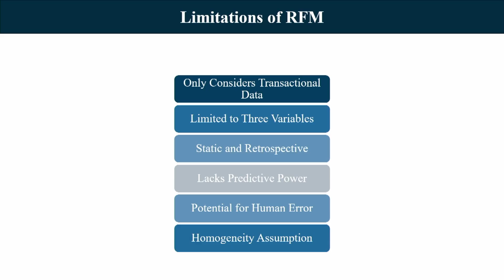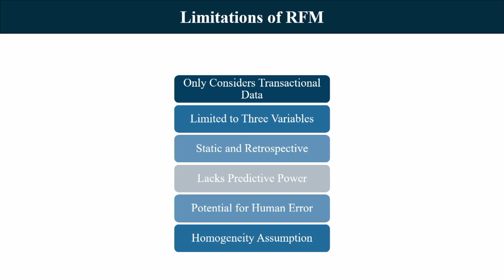Next limitation is that it is static and retrospective. Why is it static? It looks only at the past behavior. It does not account for the changing circumstances in the external macro environment. Why did past behavior happen? It is because of the external environment. Now, if we do not take into consideration the external environment, then what our current behavior will be is extremely difficult to predict. It lacks the predictive power. What the RFM matrix can tell us is what happened.